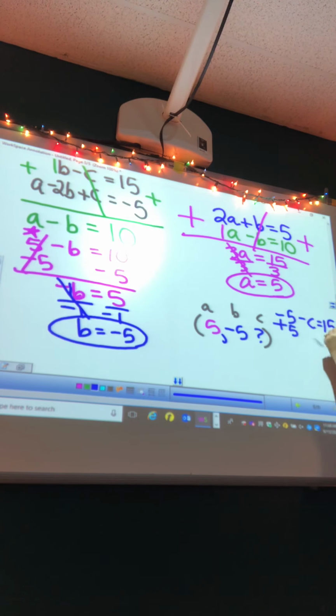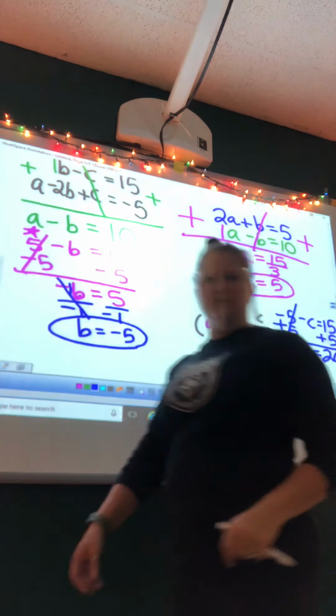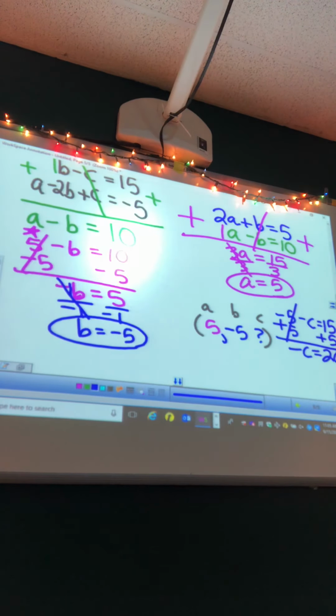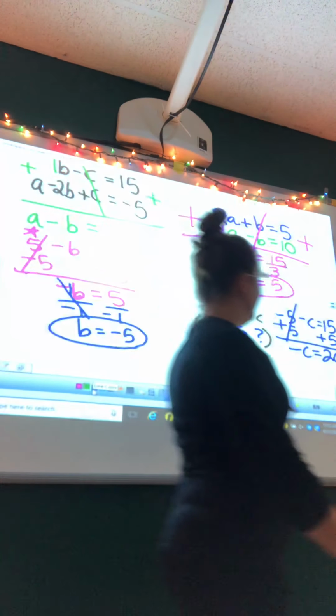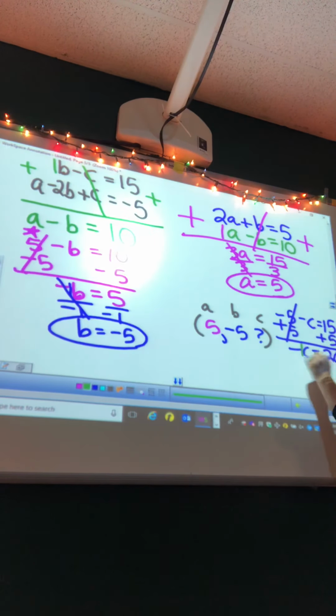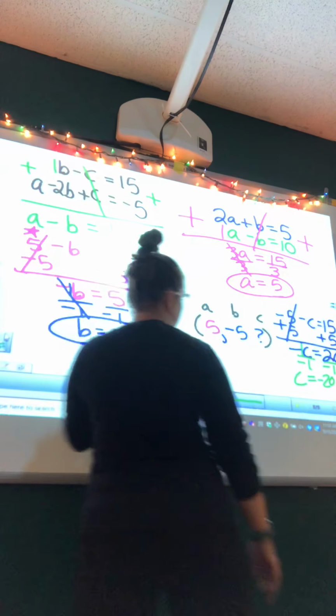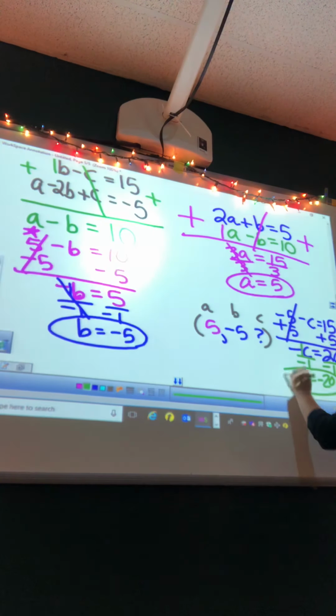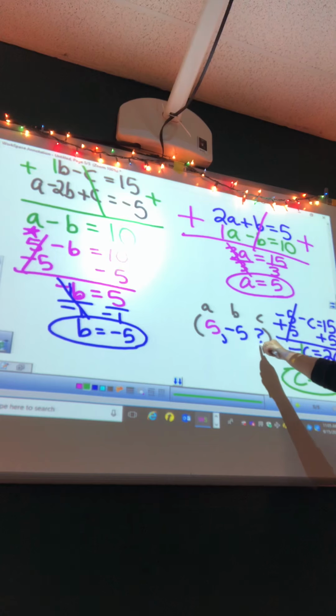Solving for c would be adding 5. Negative c equals 20. Ooh, that's a big answer, isn't it? Oh, it's not done. What do we have to do? Divide. Yep, and divide by what? Negative 1. Very good. So we get c equals negative 20. And we can put that in our answer.